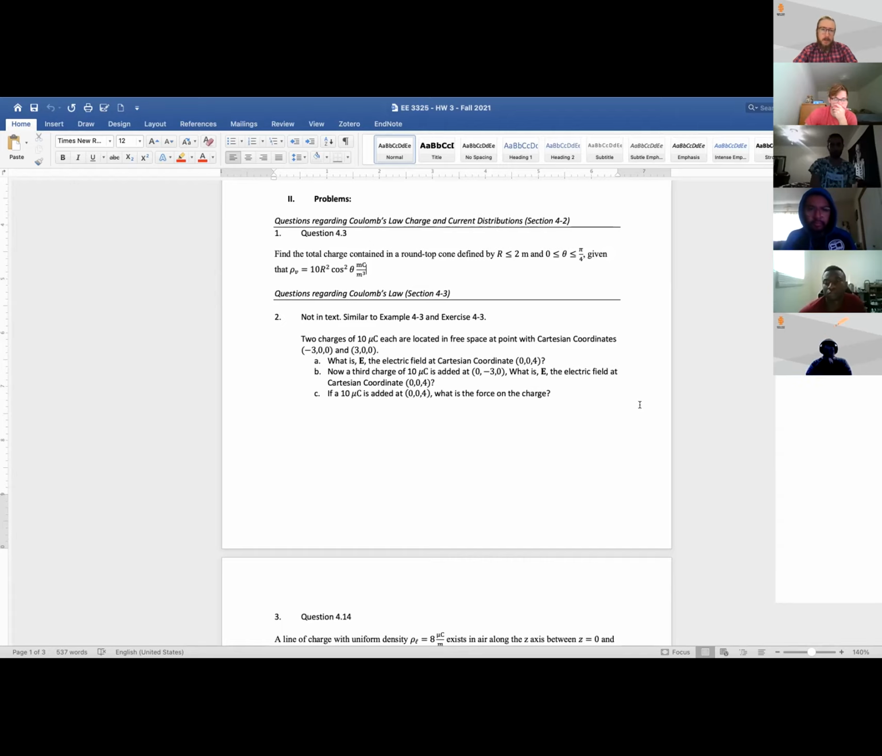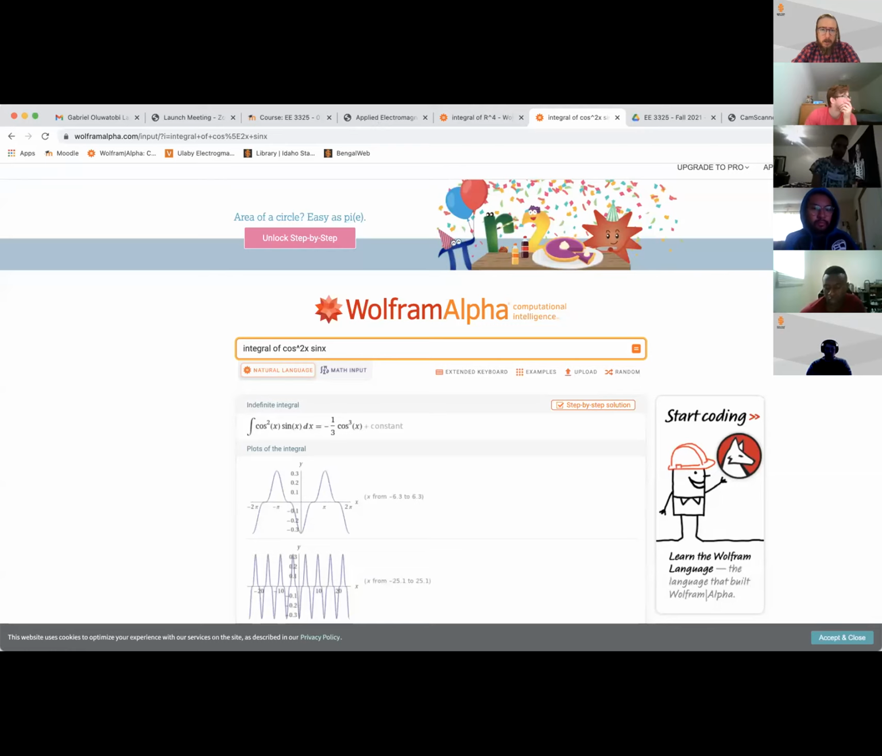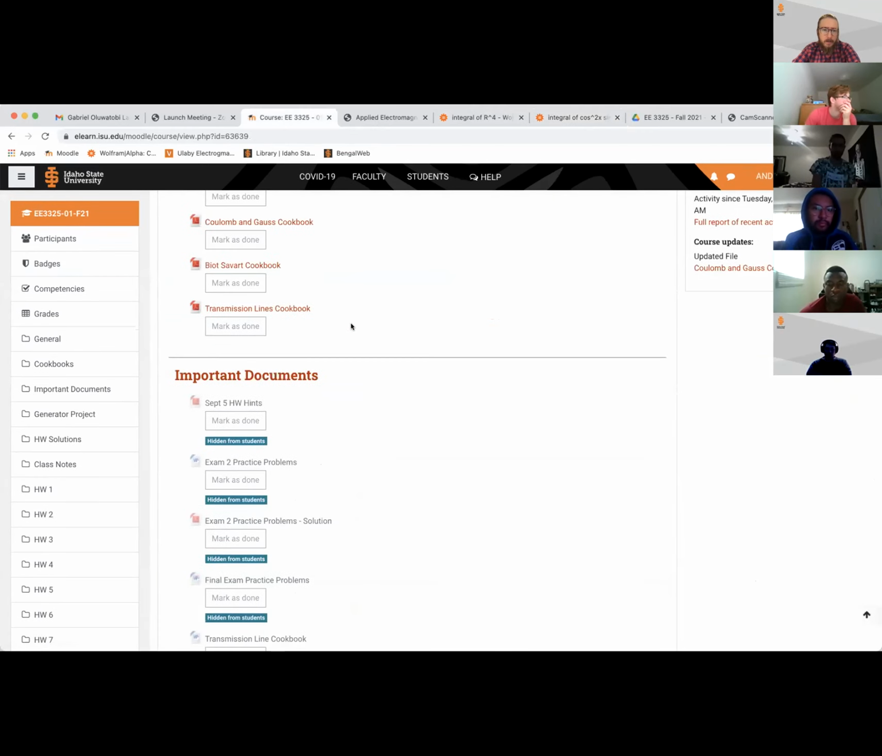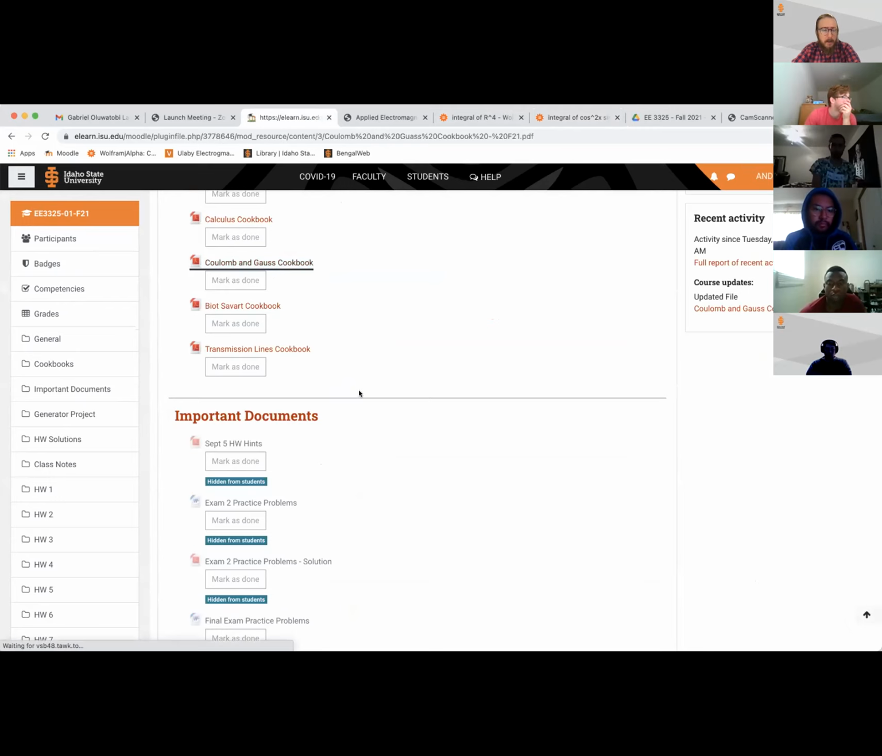To answer this problem, you should go to the Moodle page and make sure that you have the Coulomb cookbook downloaded. There is this one, the Coulomb and Gauss cookbook.